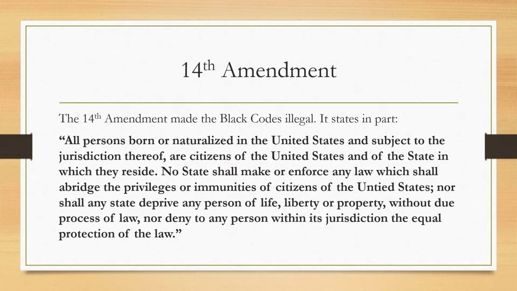To prevent the Southern states from almost recreating slavery, the 14th Amendment to the Constitution was passed. The 14th Amendment made the Black codes illegal. It states in part, all persons born or naturalized in the United States and subject to jurisdiction thereof are citizens of the United States and of the state in which they reside.